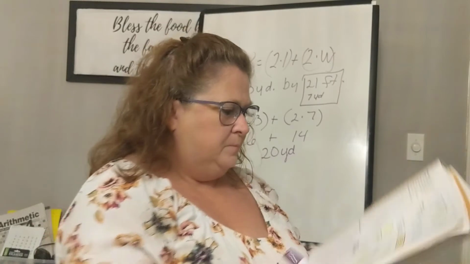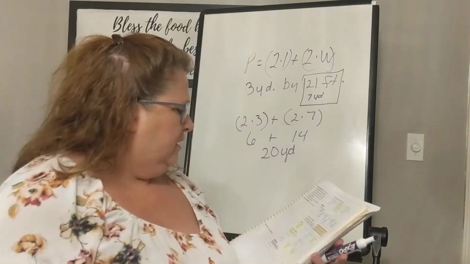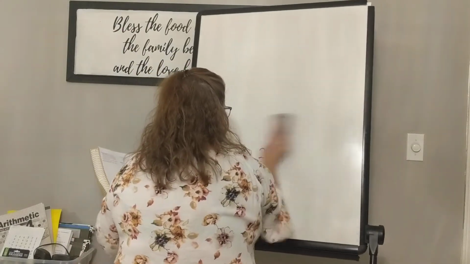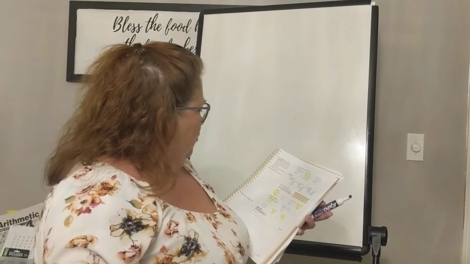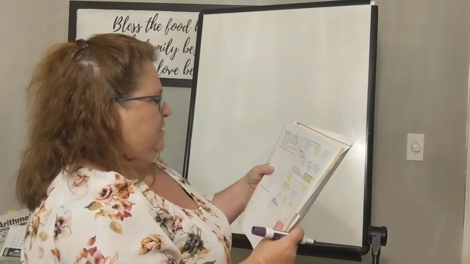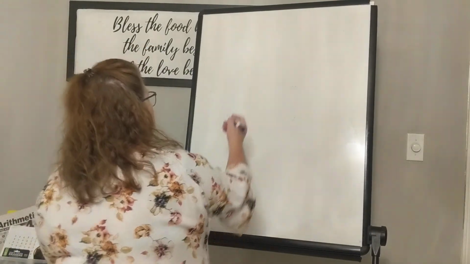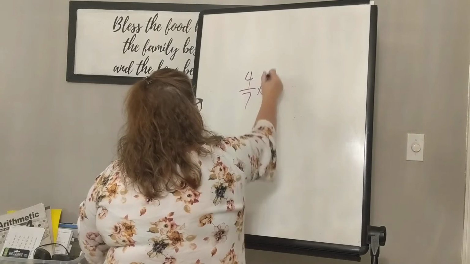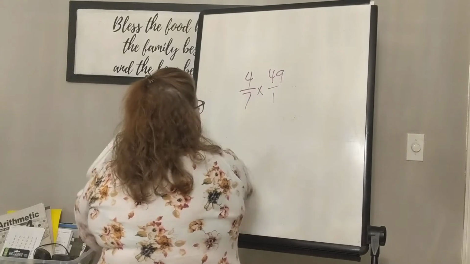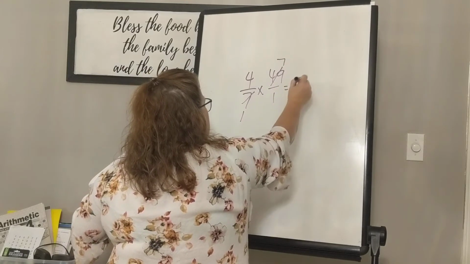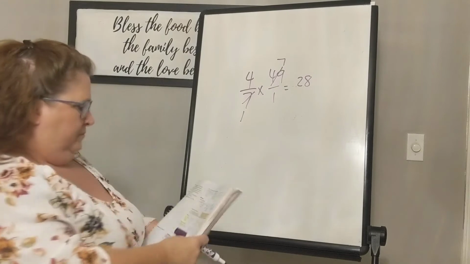Go ahead and look at section 7 at the top, letter A. On letter A, we have 4/7 times 49. Okay, so 7 will go into 7 one time. It'll go into 49 7 times. And 4 times 7 is 28. It's a pretty easy one.